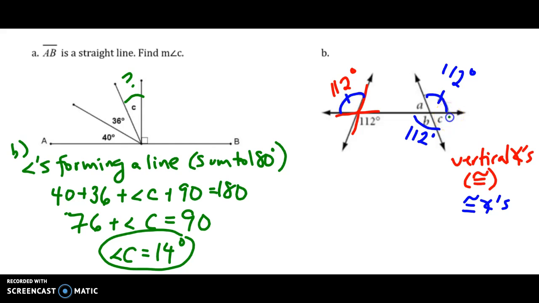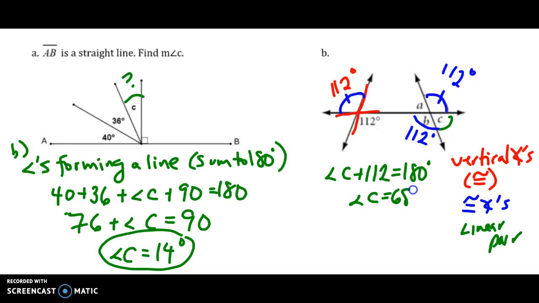And to find the measure of angle C, those are supplementary or a linear pair. So angle C plus 112 equals 180. Linear pairs sum to 180. So we know that angle C is going to be 68 degrees. And angle A is vertical with angle C, so angle A equals 68 degrees as well. So again, we used vertical angles again.